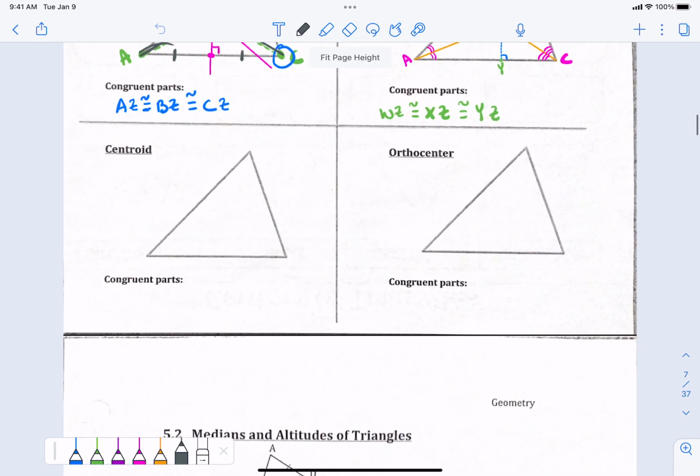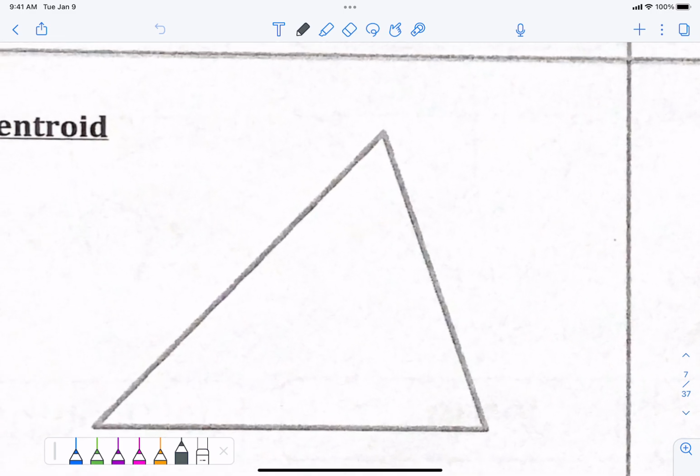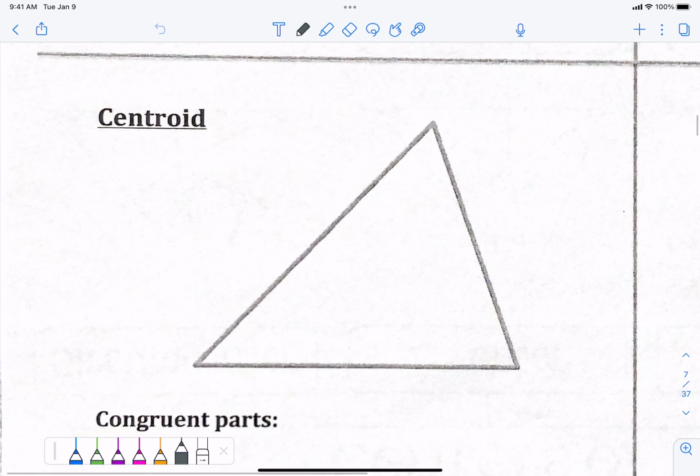We are going to fill in these 2 boxes and we're going to go through 5-2 notes. We are going to do both of them. We're not going to separate 5-2 into 2 days because it's fast. It's really fast and easy. It's not too bad. Okay? So, centroid and orthocenter. All right, here we go.